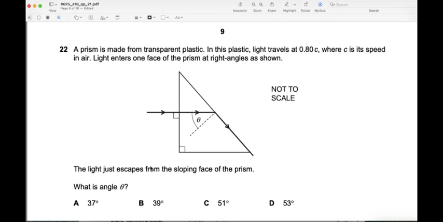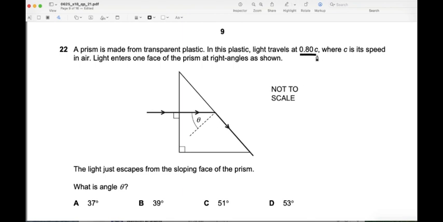Okay, a prism is made from a transparent plastic. In this plastic, light travels at 0.8 c, where c is its speed in air. Light enters one face of the prism at right angle as shown. A prism is made from a transparent plastic. In this plastic, light travels at 0.8 c.